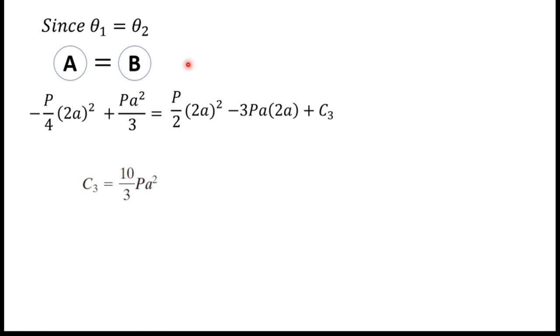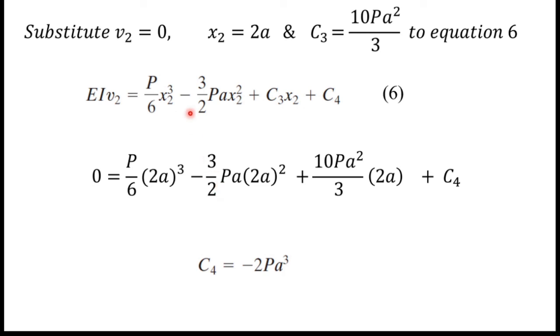So I will equate these two equations, and you will see there is only one unknown, which is C3. So I can solve this equation and get the answer for C3, and finally C3 equals 10 over 3 pa to the power 2. So now I know the C3 value.